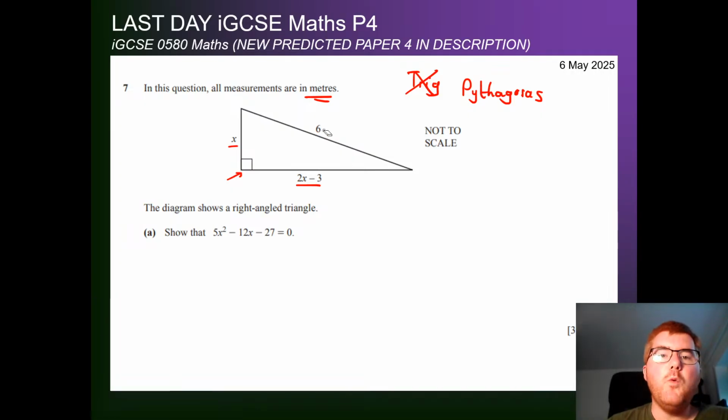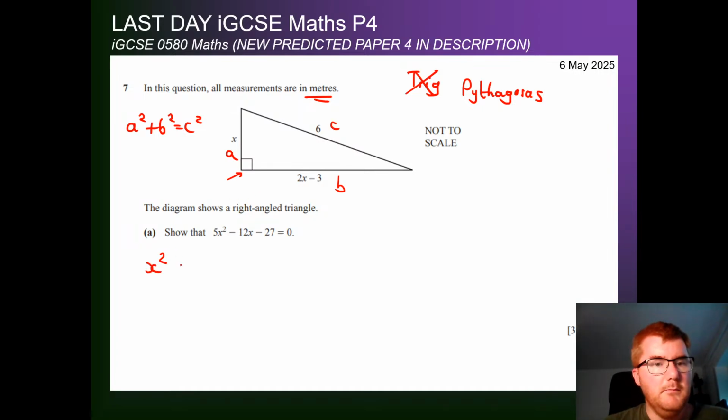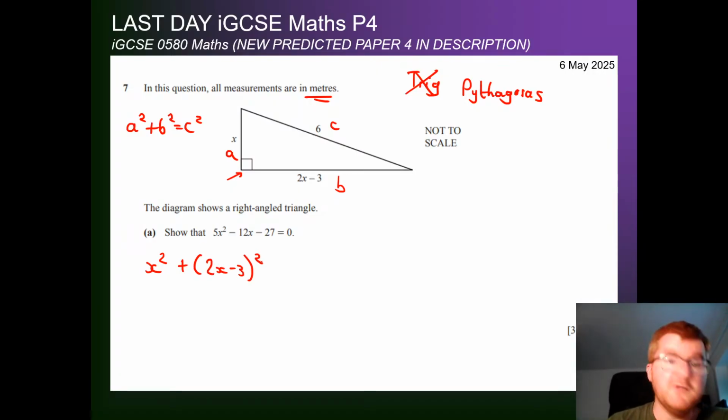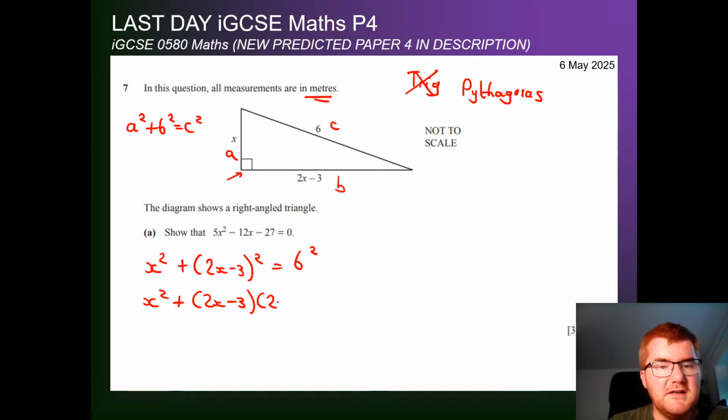So then I go, what is Pythagoras? Pythagoras is simply a squared plus b squared is equal to c squared, where this is a, b, and c. So we've got x squared plus, now be careful here, (2x minus 3) all squared, so we're squaring the whole thing, is equal to 6 squared. If we simplify this out, (2x minus 3) all squared is just timesing by itself. So (2x minus 3) times (2x minus 3) is equal to 36.